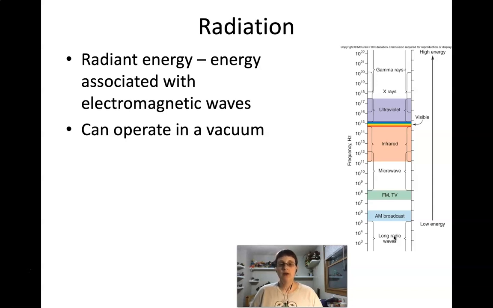These guys can operate in a vacuum. That's how we get the energy from the sun to our planet. If they didn't operate in a vacuum, we wouldn't get any of that energy.